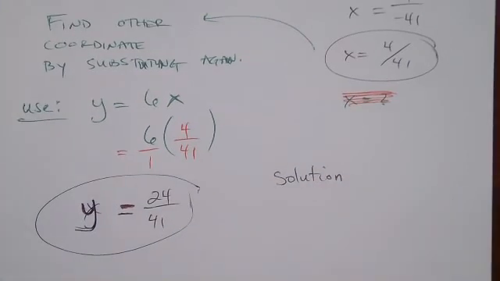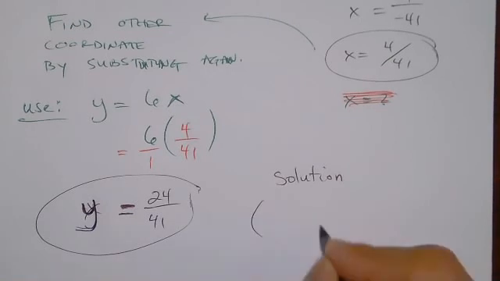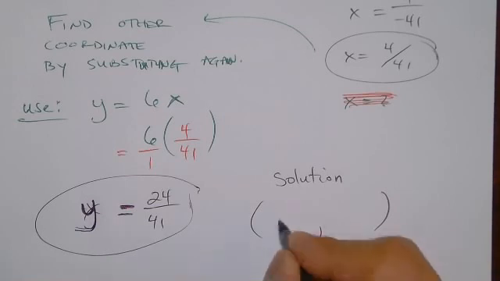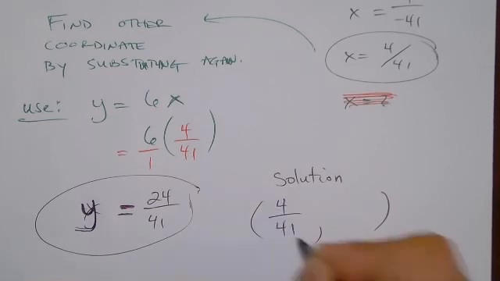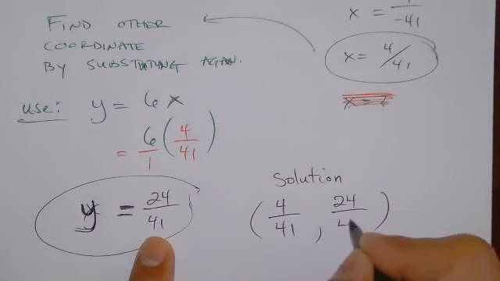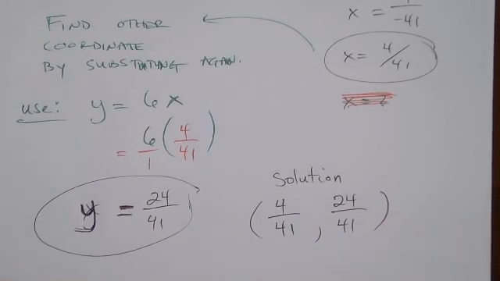You got to write the solution correctly in a coordinate. Remember, it has to be in a coordinate. How are you going to write this as a coordinate? It has to be a coordinate like that, right? Parentheses, and then what's your x coordinate? Which one should go here? 4 over 41 is the x coordinate, and the y coordinate is 24 over 41.